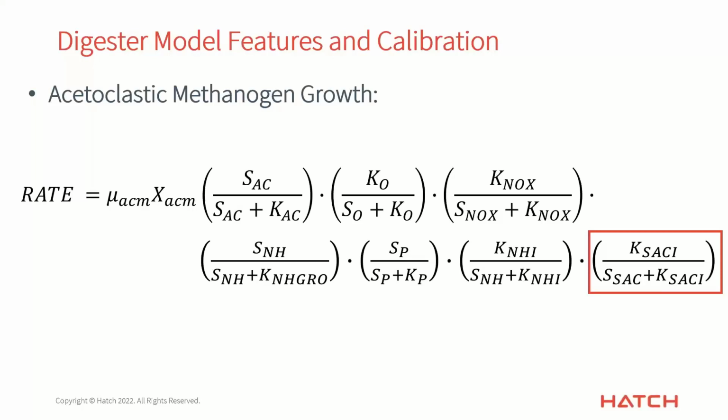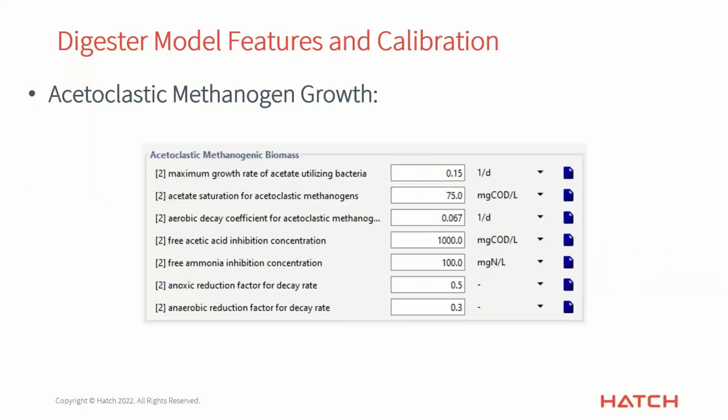If everything's hunky-dory, everything's running great, this term is going to be basically close to 1, so you're multiplying the rate by 1. Everything's great, no inhibition. But if we get some high concentrations of acetate, then we start to get into trouble. This term starts to become less than 1, and then it's heading on its way to 0 if we get really, really bad.